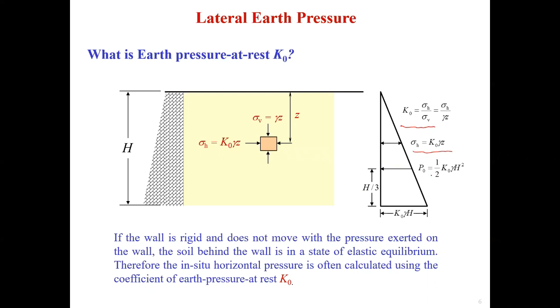The equivalent force, sometimes called thrust, acting on the wall is the area of the pressure triangle. If we do the calculation, the area of the triangle will be K0 gamma h times the wall height h, divided by 2. So eventually we get this expression: the lateral force or thrust equals half of K0 gamma h squared. We also need to know that for this triangular pressure distribution, the force normally acts at one-third from the base of the wall.